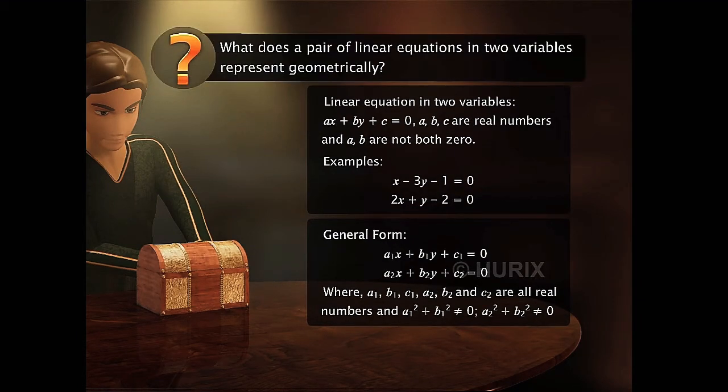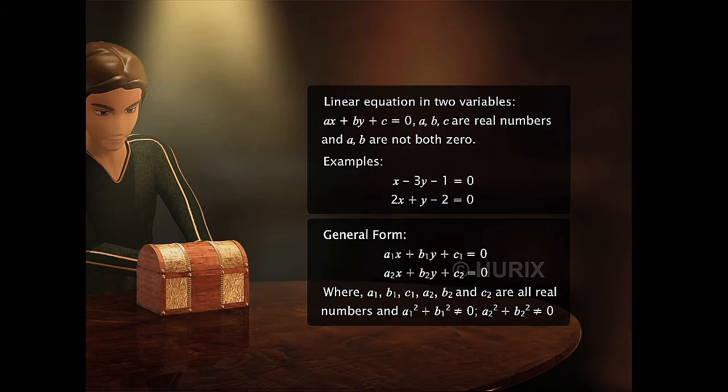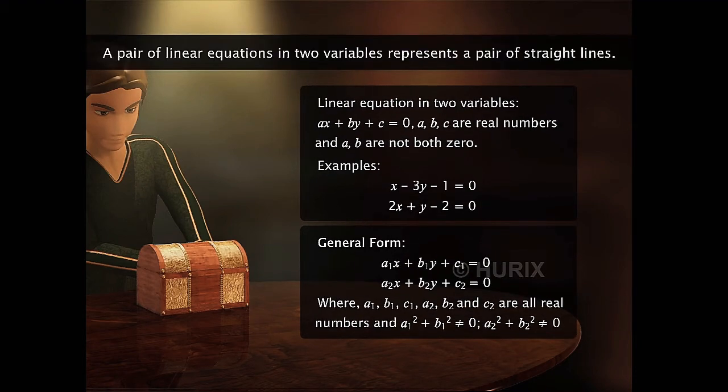Do you know what a pair of linear equations in two variables represent geometrically? Recall that a linear equation in two variables represents a straight line. So, a pair of linear equations represents two straight lines or a pair of straight lines. Remember that these straight lines must be considered together, that is, as a pair.